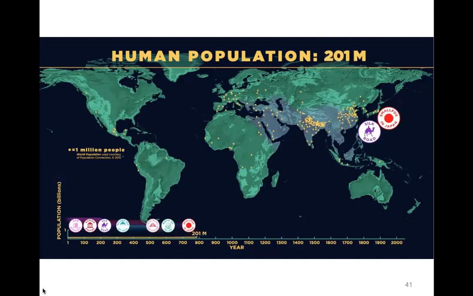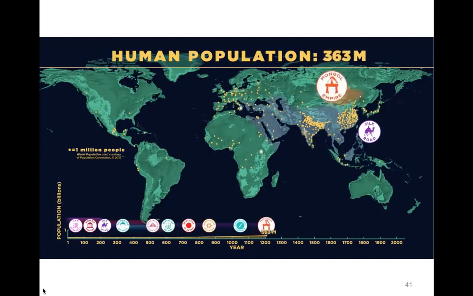Oh, I didn't know smallpox had hit Japan. Interesting. So you can see the total human population at the top. The speed at which we're increasing is increasing. Accelerating, I guess that's what I mean to say. That was with Genghis Khan.